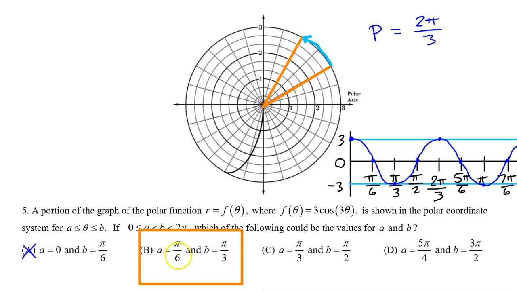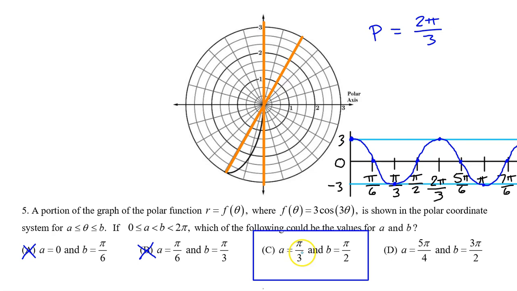Option B represents the interval from pi over 6 to pi over 3. That's from here to here on the polar graph. From pi over 6 to pi over 3 is from here to here on the rectangular graph. Notice that the r values are negative, so the actual graph would be in the opposite quadrant. If option B was the answer, we would see a portion of the graph right here. We don't, so option B is not the answer.